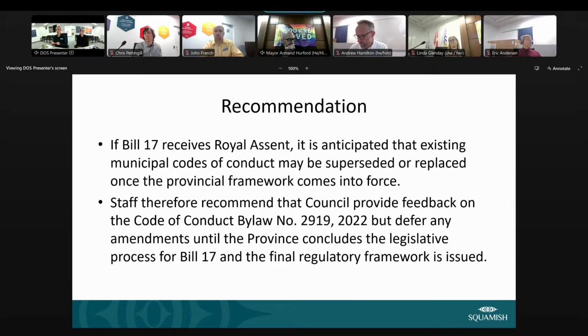Because of this, staff are recommending that council provide feedback on the Code of Conduct bylaw that staff can take and incorporate into the bylaw once the new legislation is in place and there is a framework. One of the requirements in the legislation currently is that a new council must review their Code of Conduct bylaw within 6 months of the election. So regardless of what happens with the legislation, the bylaw will be before council again for consideration in 6 months and at least review. Thank you.